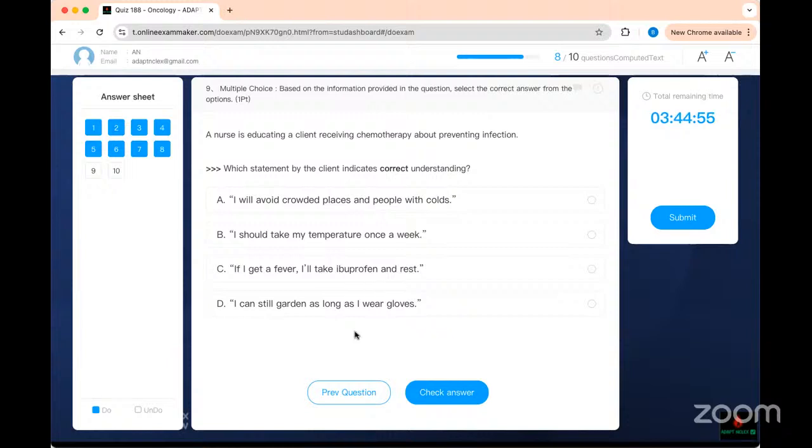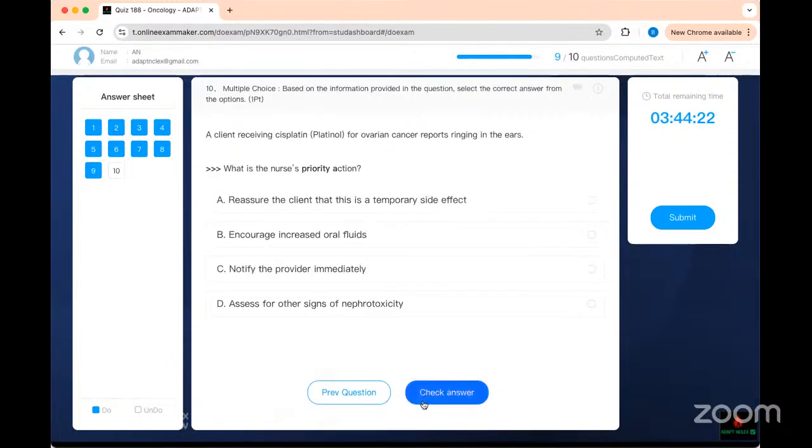Which one is correct if you want to prevent infection in this patient? Which statement means they know what they're talking about? You cannot garden. Even if you wear gloves, you have high risk of getting toxoplasmosis and the rest. If I get fever, you should let the doctor know. It's a bad problem. I should take my temperature once a week. It's daily. Once a week is wrong. Therefore, we're left with this. You should avoid crowds.